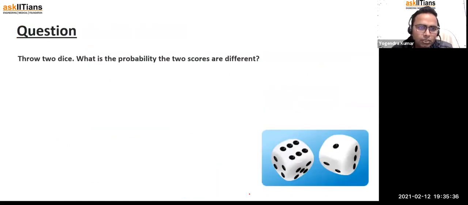So now this question: throw two dice, what is the probability that the scores are different?